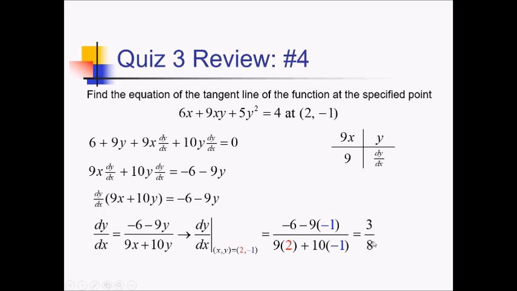Now, let me use point slope to plug things in. So that's y minus y1 equals m times x minus x1. I have y minus the y value of -1, so y plus 1. That equals my m value, my slope of 3/8, times x minus the x value they gave us of 2. And there's the equation of our tangent line.